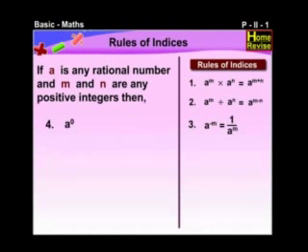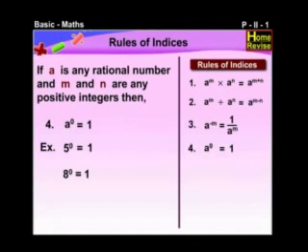Fourth rule: A raised to 0 is equal to 1. That means any number raised to 0 is equal to 1. Take one example. 5 raised to 0 is equal to 1. 8 raised to 0 is equal to 1. 10 raised to 0 is equal to 1. That means A raised to 0 is equal to 1.